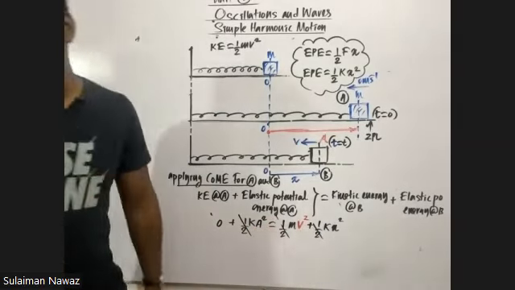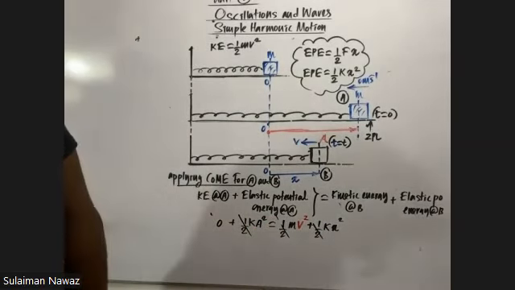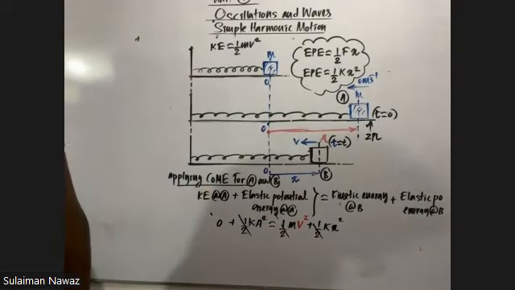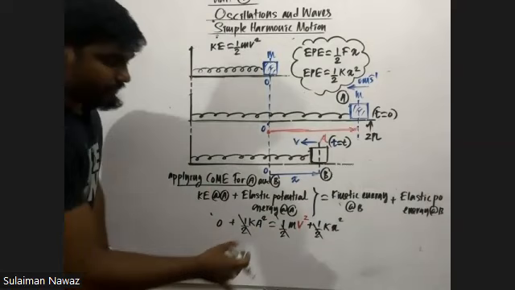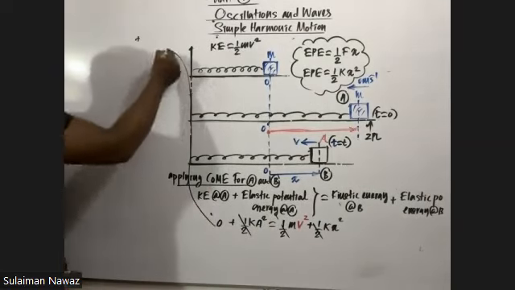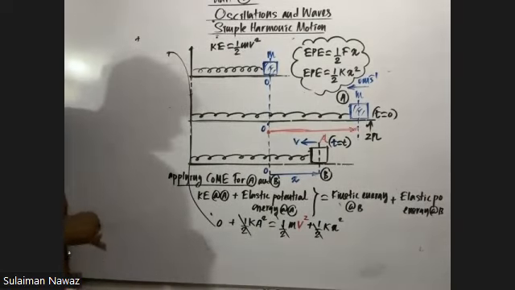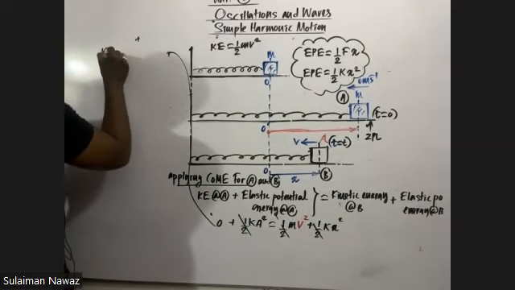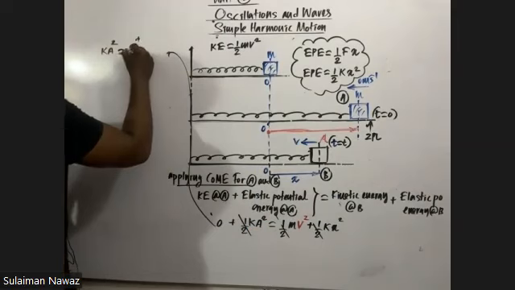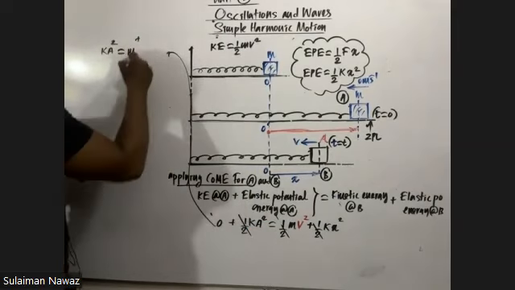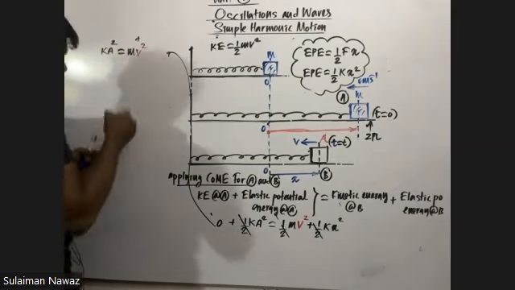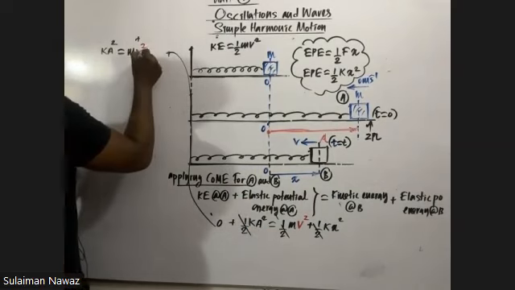So I can cut all the half terms, right? Then I will obtain something like this: k A squared equals m V squared plus again k x squared.